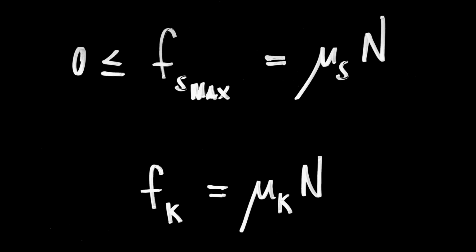So a little bit of care is taken in appreciating the fact that if I calculate mu static times N, I have only found the maximum static frictional force. In a lot of physical situations, the static frictional force will be whatever it needs to be in order to stop the motion from happening. When it comes to kinetic friction, there's only one value for the kinetic frictional force, and that is the kinetic frictional force is equal to mu kinetic, the kinetic coefficient of friction, multiplied by the normal force.